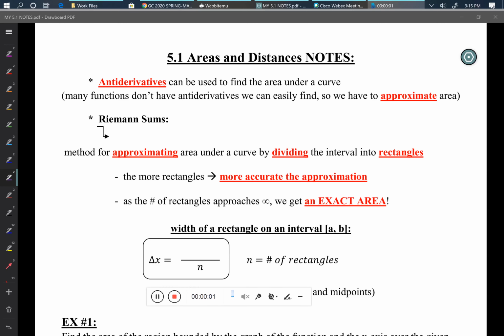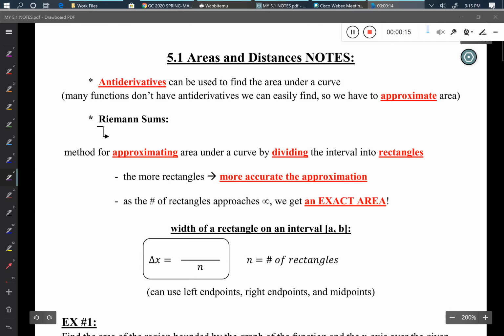Okay, so welcome to Chapter 5. Chapter 5, Section 1, Areas and Distances. In this section, we're going to explore the idea of using antiderivatives as a method to calculate area, and then, once we get to area, we'll start taking a look at what applications of that area might be. But specifically, we're going to take a look at finding area.